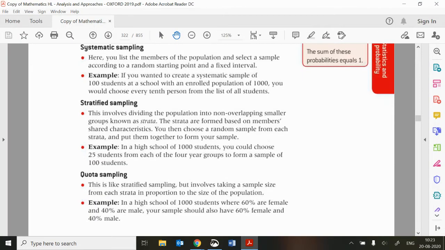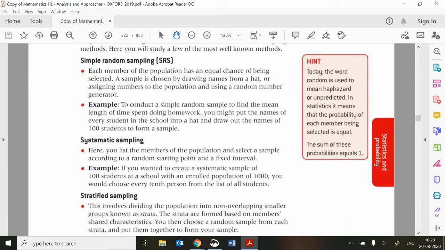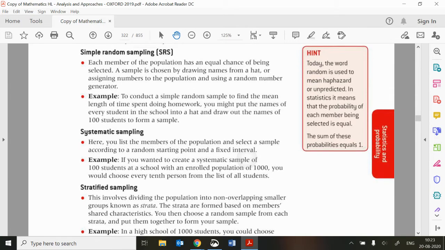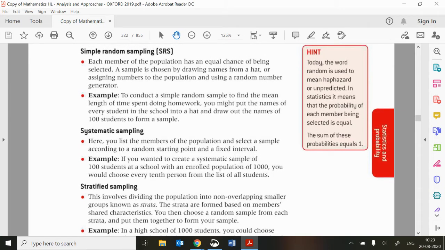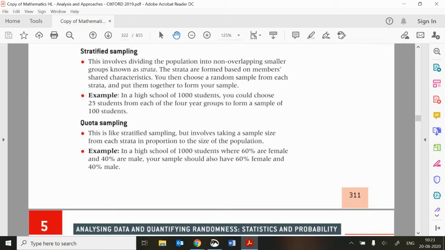So systematic sampling is generally pretty good, probably in most cases as good as random sampling. However, it's not random, and there are odd cases where you could end up with the same bias being repeated. Okay, so that's two of them, and now we've got stratified sampling.